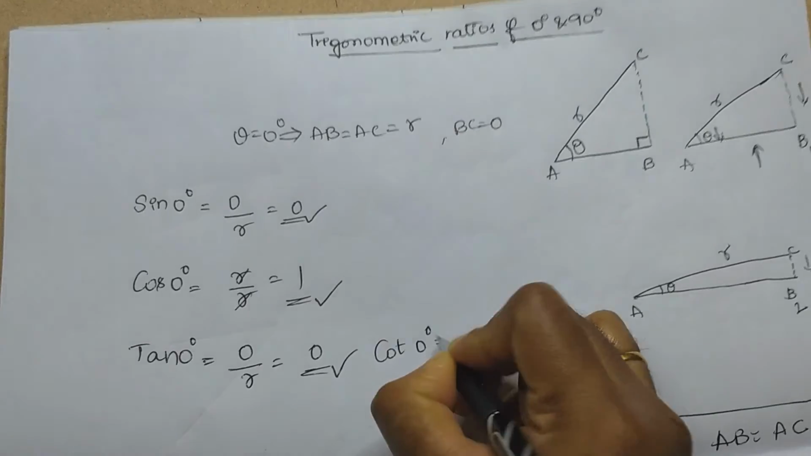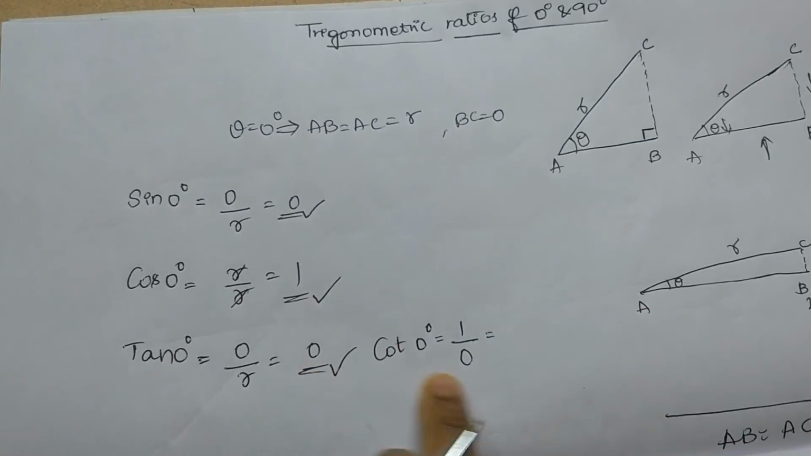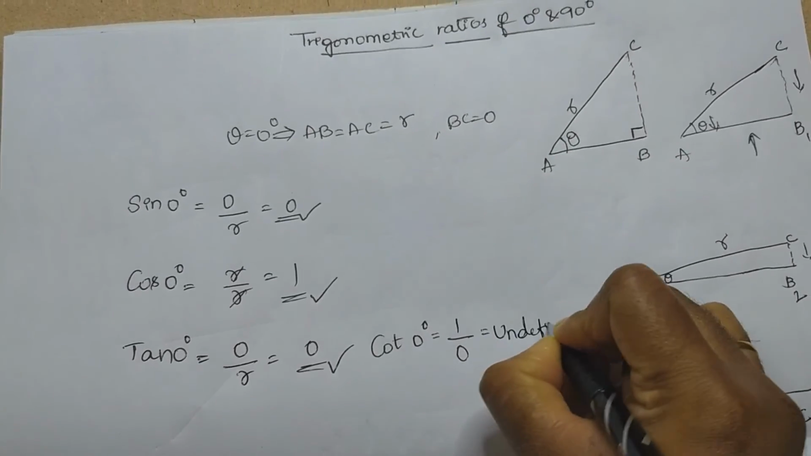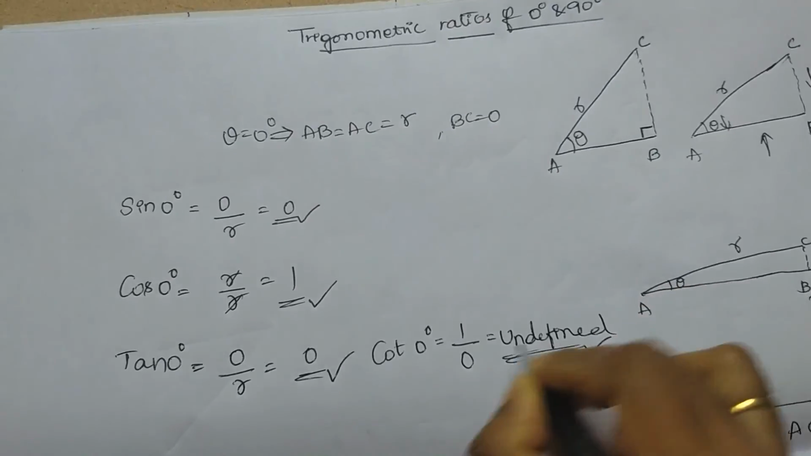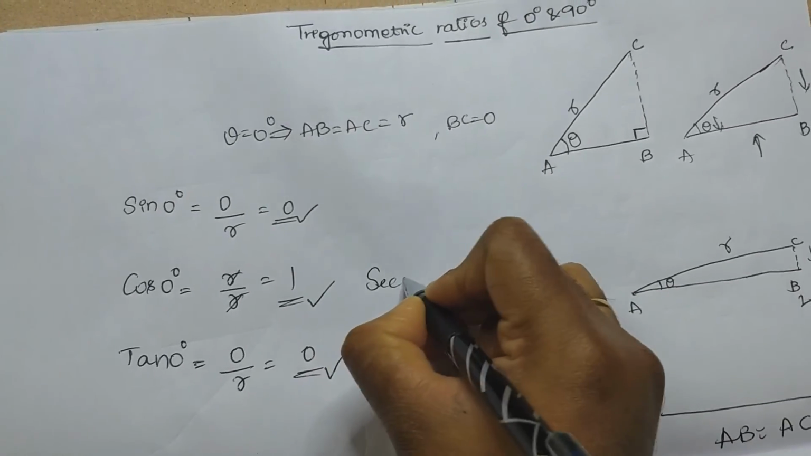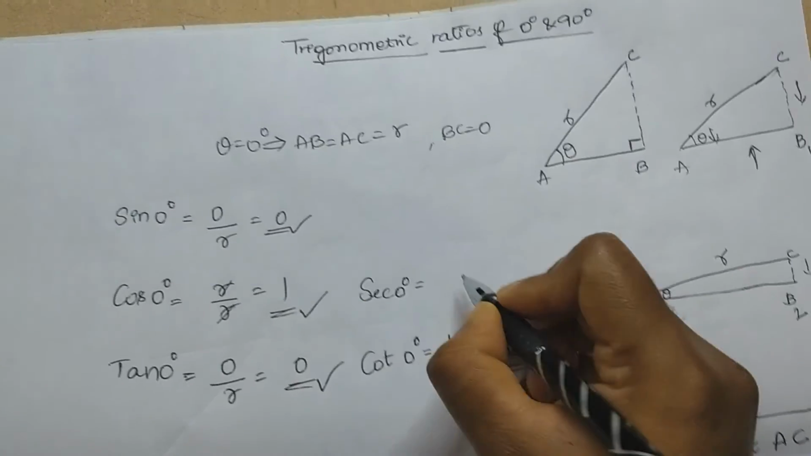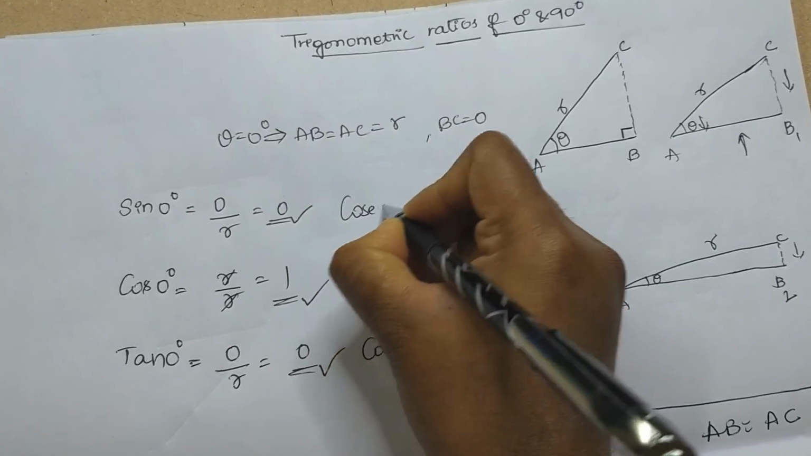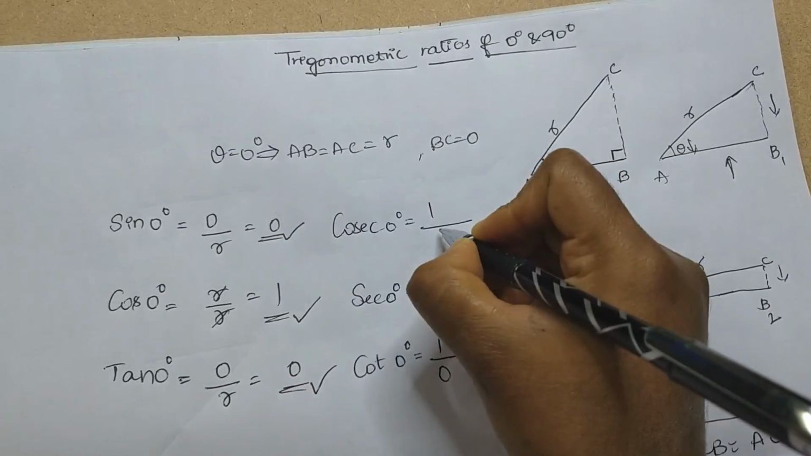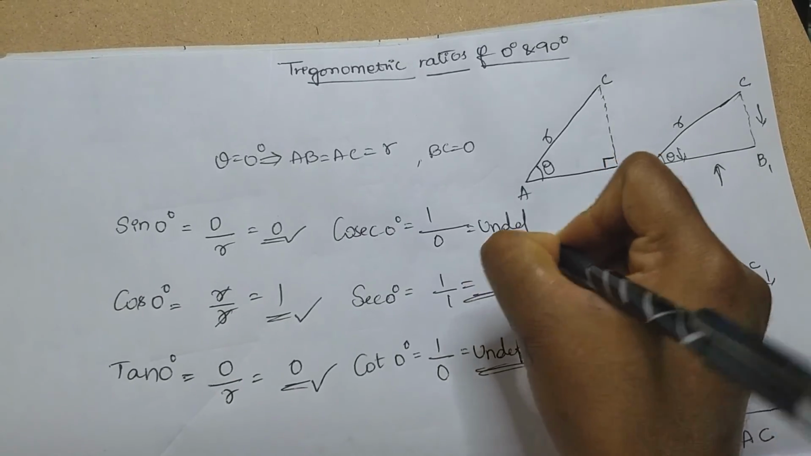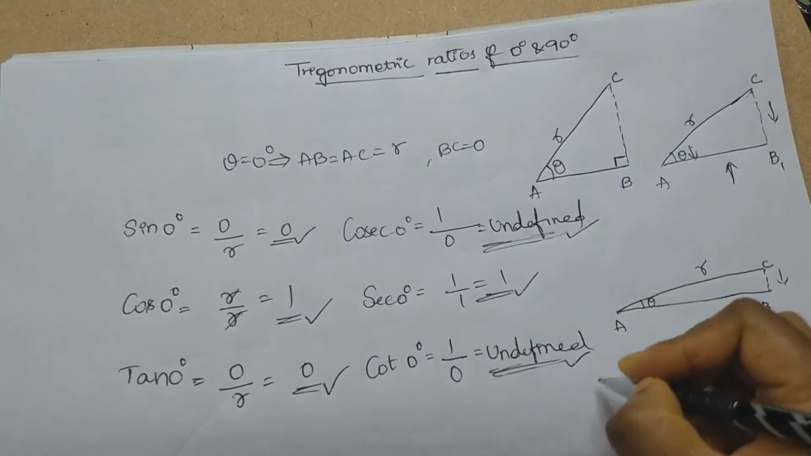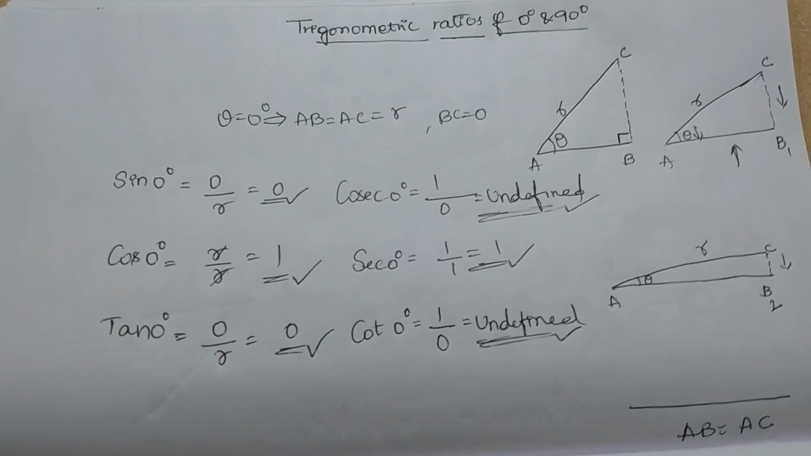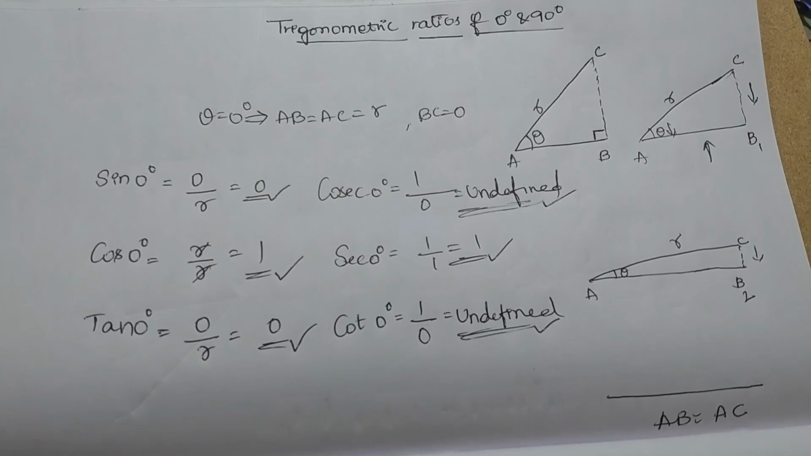How? So cot 0 equals 1 by 0. Cot is nothing but the inverse of tan, correct? So 1 by 0 does not exist, so it's undefined. In the same way, secant 0. How to find secant 0? It's nothing but 1 by 1, that is 1. Cosecant 0 equals 1 by 0, which also does not exist. It is undefined. So these are the trigonometric ratios of 0. Clear? In the same way, let's find the trigonometric ratios of 90 degrees.